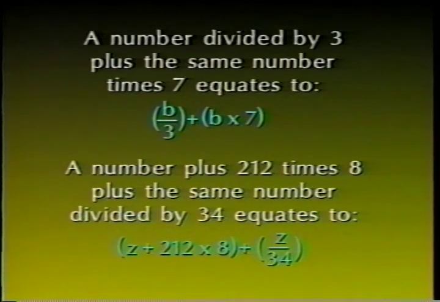For example, in this graphic, unknowns are identified as B or Z, and then equations are formed from the word statements to reach solutions. As shown by the two examples in this graphic, equations are formed from conditions set by a word statement. A number divided by 3 plus the same number times 7 equates to B divided by 3 plus B times 7. A number plus 212 times 8 plus the same number divided by 34 equates to Z plus 212 times 8 plus Z divided by 34.